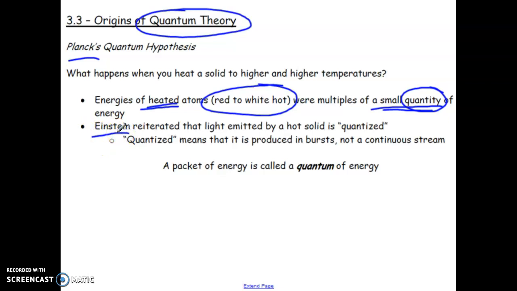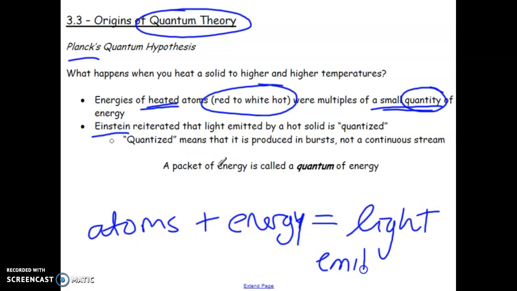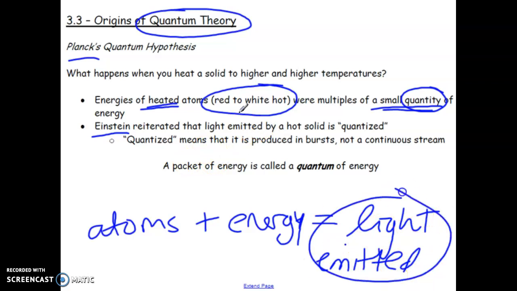Einstein also performed an experiment known as the photoelectric effect that did the same thing, except not necessarily with heat, but the same idea. Meaning atoms can gain energy to essentially see a change. Maybe atoms give off energy and then light comes off. Light is emitted. We're going to look into more detail. Why does this happen?